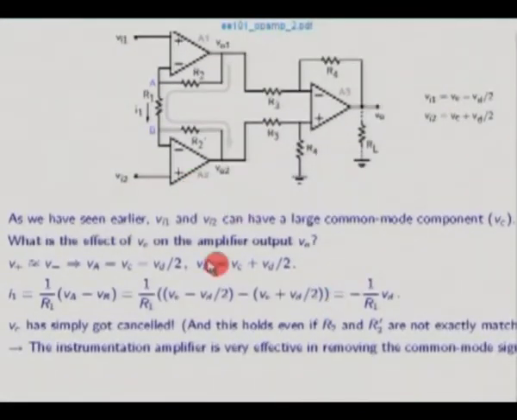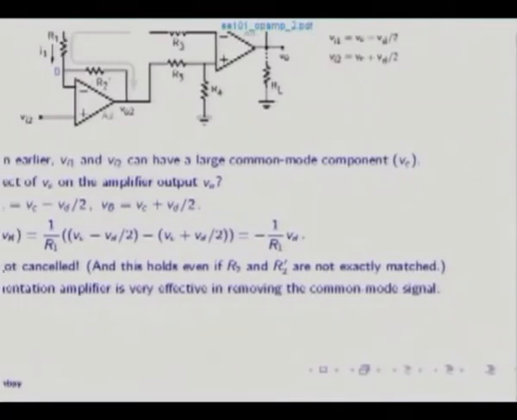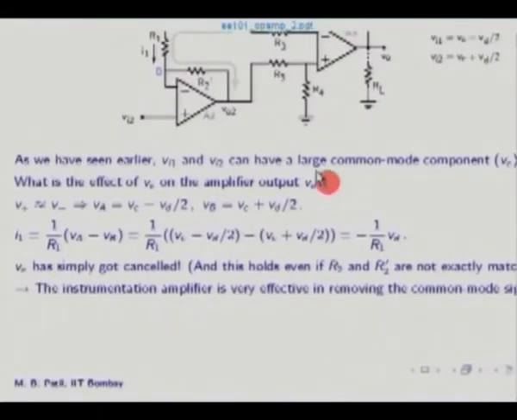Okay, and this holds even if your R2 and R2 prime are not matched. Normally they are supposed to be the same, but even if R2 and R2 prime are not exactly equal, suppose this R2 prime is equal to R2 plus delta R, this current will still not have any term in Vc. And that is why the output of this circuit will not depend on Vc, the common mode input voltage. Very important feature of the instrumentation amplifier.